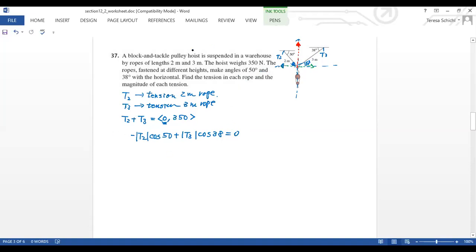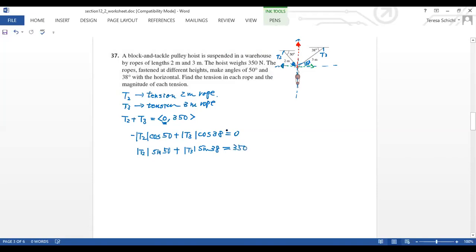Okay, so now let's take a look at the other one, the vertical one. The vertical one will be T2s, right? So T2, now here, what is the vertical one? It's sine 50. So both of them are going up, so both are positive. Then plus T3, then this is sine what? 38. Right, so this horizontal tension, when you add this vertical tension, when you add them up, is what?